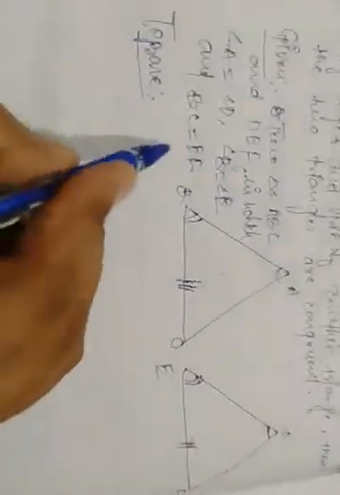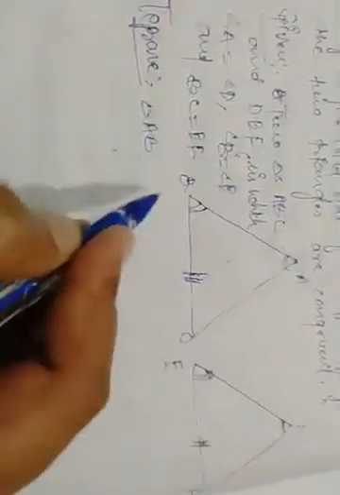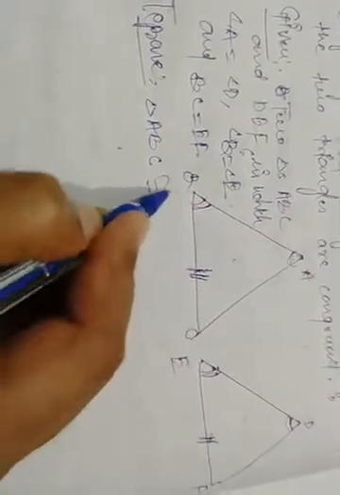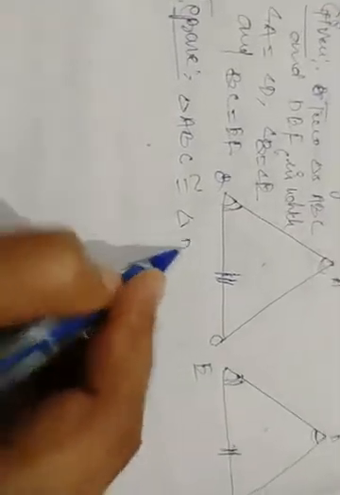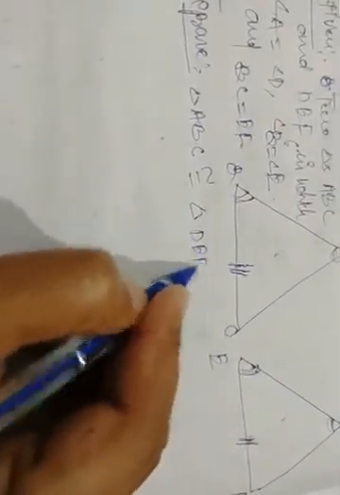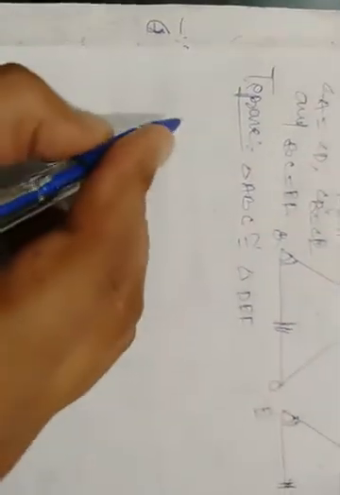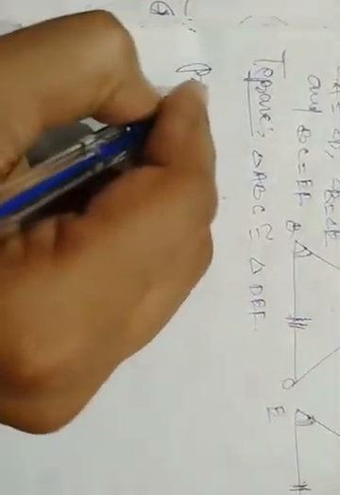To prove: triangle ABC is congruent to triangle DEF. Now the proof. There is no construction and no diagram needed. Directly, first we write the given, then to prove, then the proof.